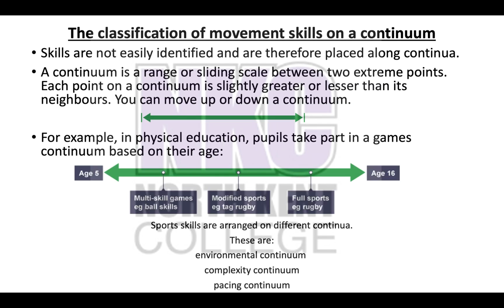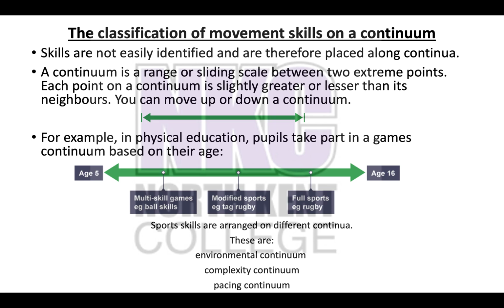The classification of movement skills is on a continuum. Skills aren't easy to identify, so they are placed on a continuum. A continuum is a range or a sliding scale between two extremes. Each point on a continuum is slightly greater or lesser than its neighbours. You can move it up and down.